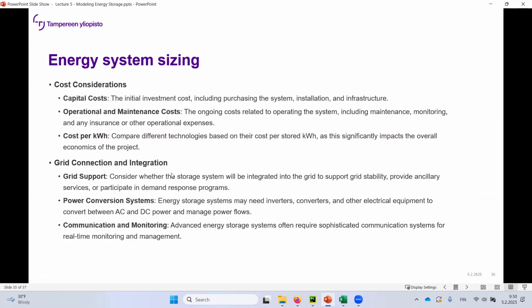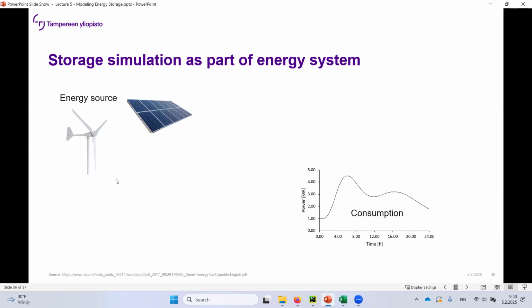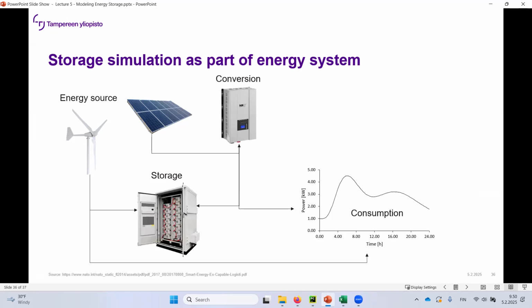Grid connection and integration. So what kind of a system do you have to install if you want to connect it to the grid? And most of these systems are connected to them. But we watched this simulation as a storage simulation as a part of energy system with this NATO energy system. So there was the consumption, there was the conversion, and then you could use storage, or you could use direct usage of these solar and wind.